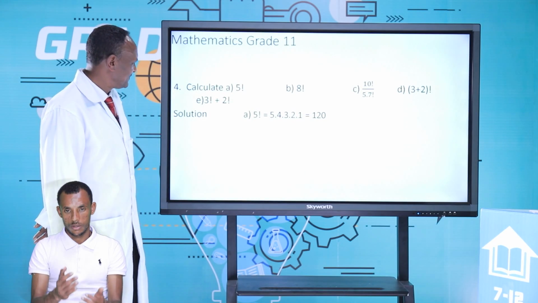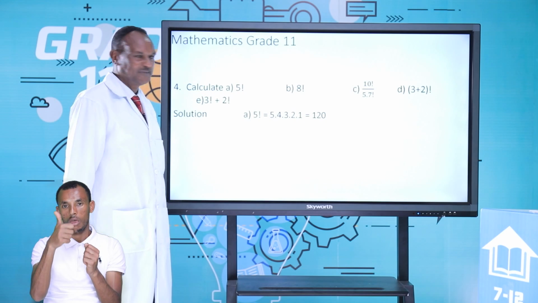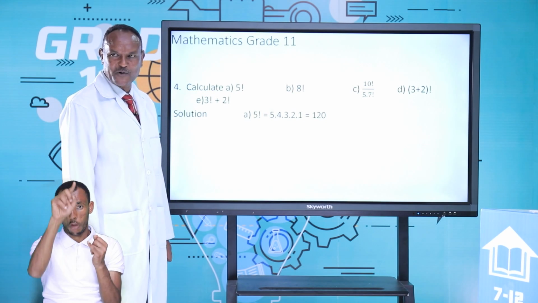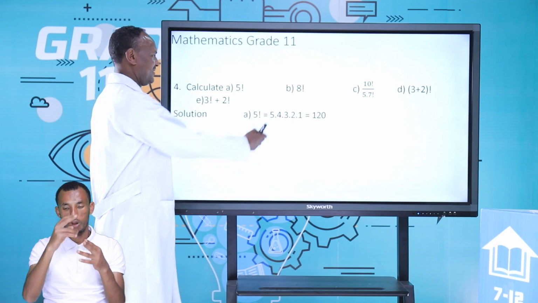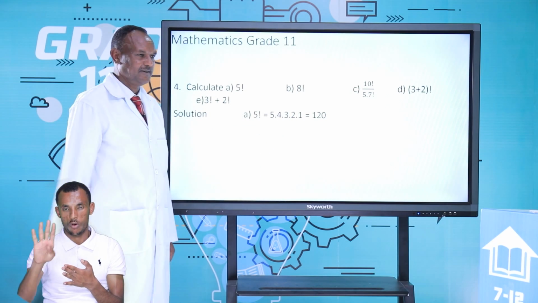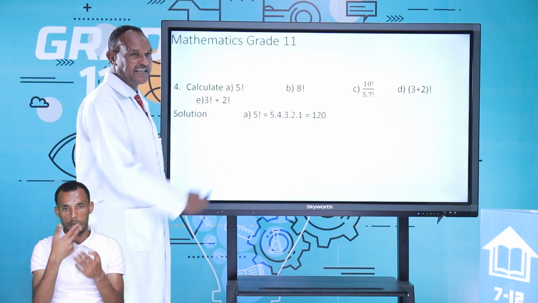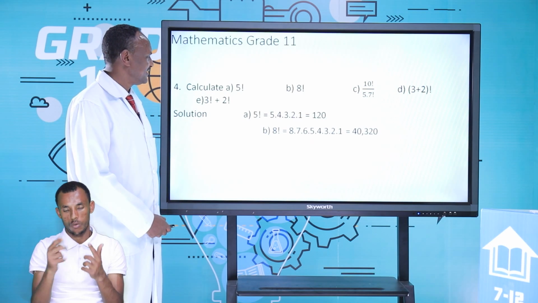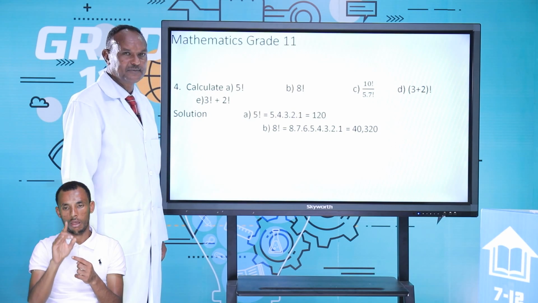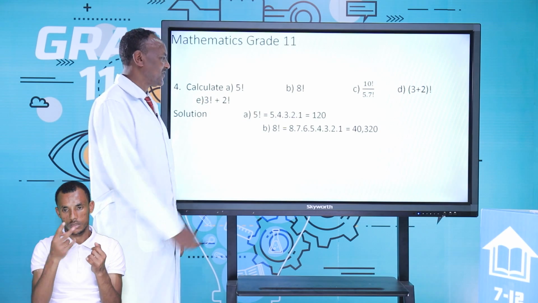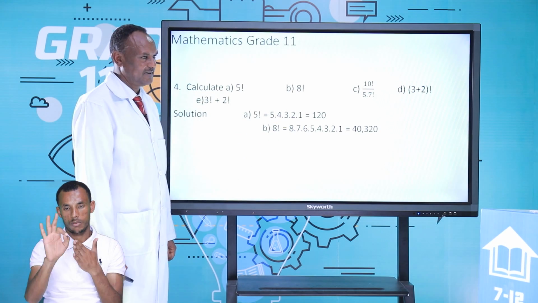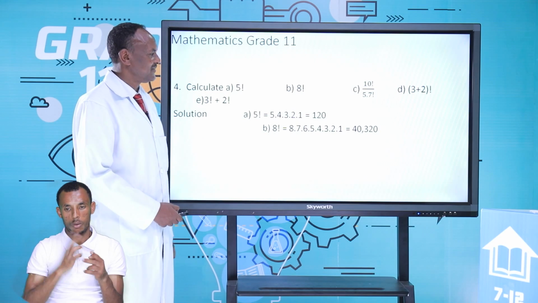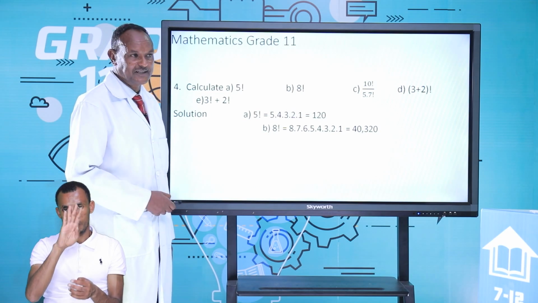Let's see the solution. A, 5 factorial. By definition, which is the product of the first 5 natural numbers. 5, 4, 3, 2, 1. When these are multiplied, you will get a number 120. Second, B, 8 factorial. It is the product of the first 8 natural numbers. When you multiply it, you will have 40,320.